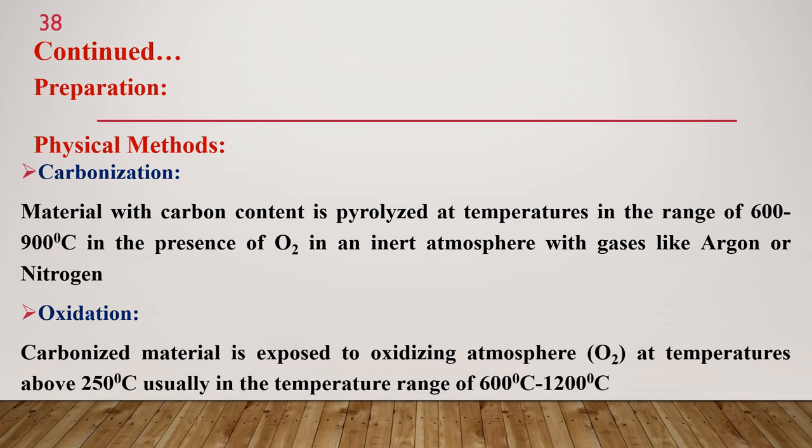Under the oxidation method, carbonized material is exposed to an oxidizing atmosphere or oxygen at temperatures above 250 degrees Celsius, usually in the temperature range of 600 to 1200 degrees Celsius, to form activated charcoal.